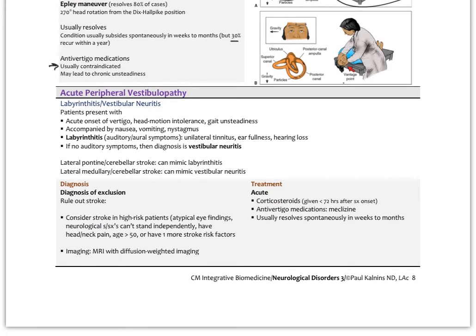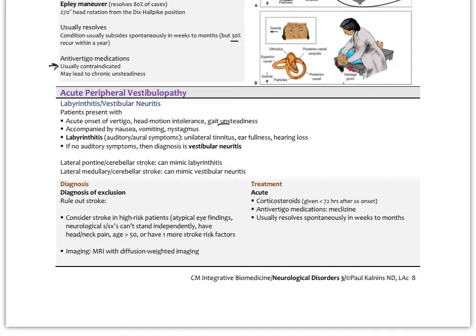Another would be acute peripheral vestibulopathy, also known as labyrinthitis or vestibular neuritis. And the patients usually present with acute onset vertigo, just complete intolerance to moving their head. They get really nauseous and vertigo from that. And then there's gait unsteadiness. And so nausea, vomiting, nystagmus are all pretty common findings with acute peripheral vestibulopathy.